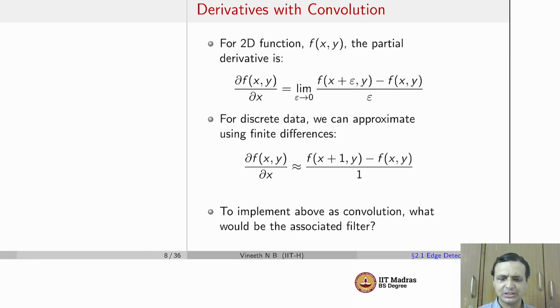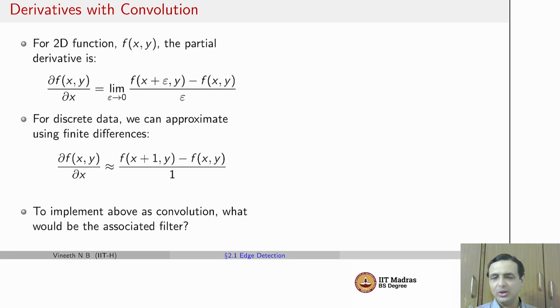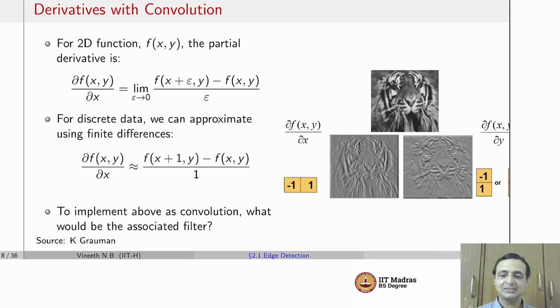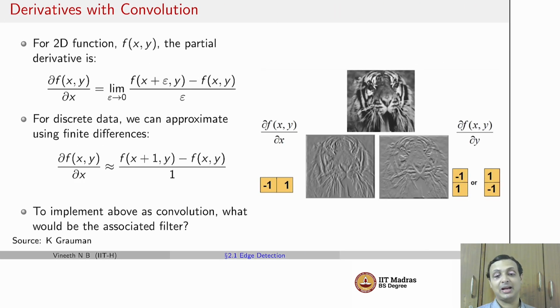Now looking at these definitions, what do you think would be the associated mask or kernel or filter to ensure that we get this particular gradient? Can you guess what the filter would be? A simple answer is what you see on the right. It's exactly what this definition is.